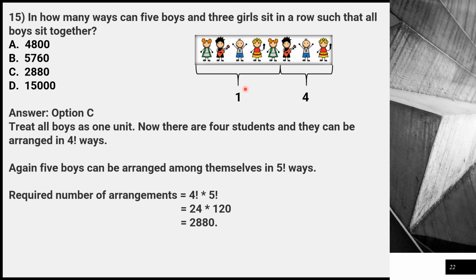That is how this is considered as one entity, right? Like one unit. So the remaining is 3. So 3 plus 1, that is 4 units. So total this becomes 4 factorial. Again, the 5 boys can be arranged among themselves in 5 factorial ways. So multiplying them gets 2880. So the option is C. I think you understood.